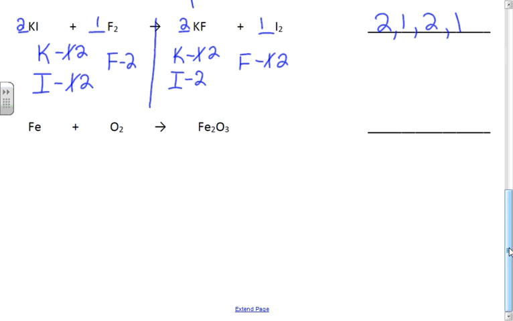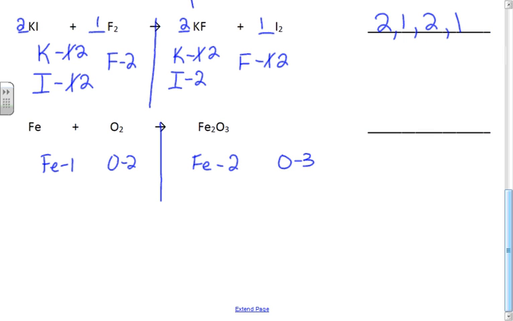Okay, let's look at another one here. We've got an addition reaction between iron and oxygen, forming iron 3 oxide. And we're just going to list what we have. Iron, we start with 1. Oxygen, we start with 2. And then we'll write them in the same order, and it just so happens it works out that way on the side too. Fe, we have 2 of them, and oxygen, we have 3.